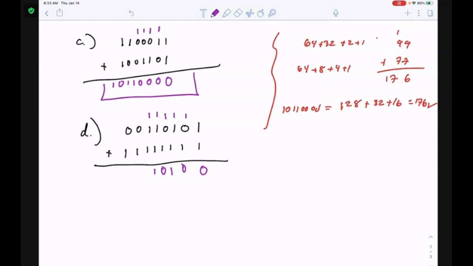So 1 plus 1 plus 1 gives me 11. Yeah, we're working right here. So that gives me 11. 1 plus 0 plus 1 gives me 10. Thank you. And finally, 1 plus 0 plus 1 gives me 10. Perfect. And that's my answer: 100110100. It was right.